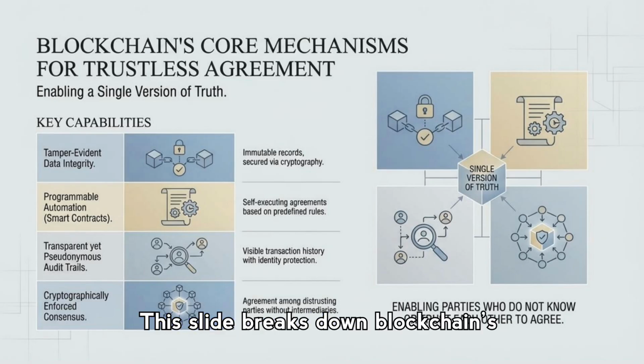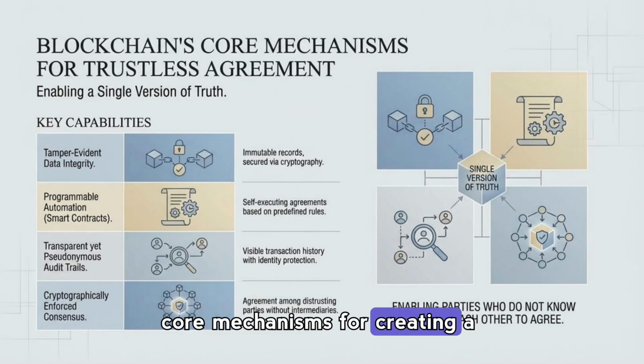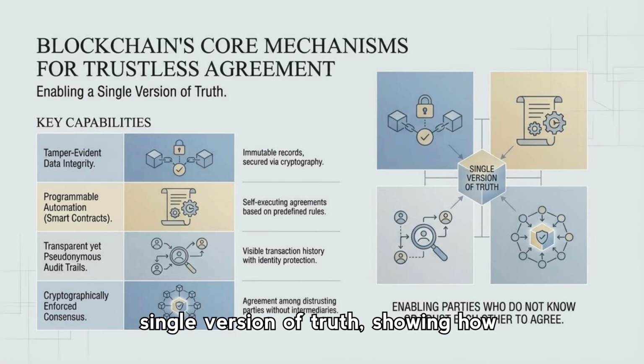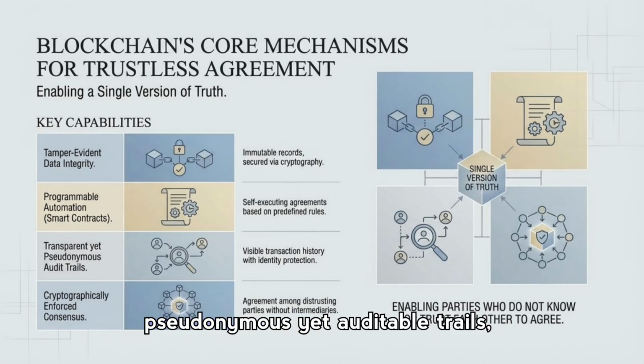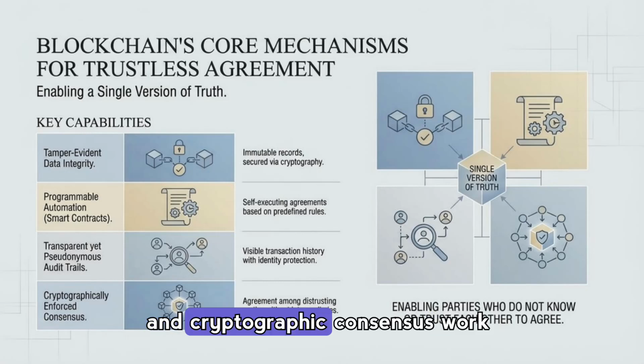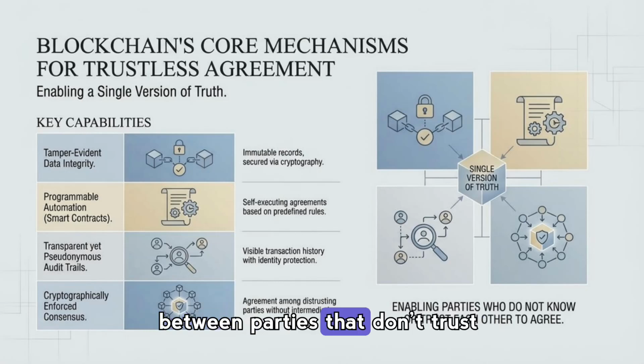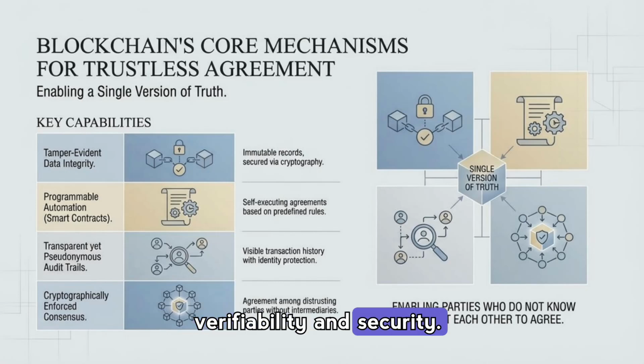This slide breaks down blockchain's core mechanisms for creating a single version of truth, showing how tamper-evident records, programmable smart contracts, pseudonymous yet auditable trails, and cryptographic consensus work together to enable agreements between parties that don't trust each other, effectively removing intermediaries while preserving verifiability and security.